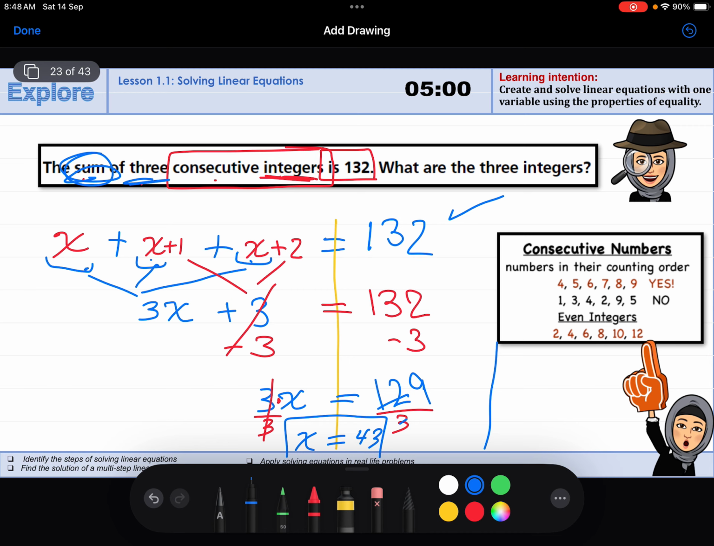We agreed that the terms are what? X. The next one is x plus 1, because it's the same as the first, but add 1. The third one, we said it's x plus 2, because it's x plus 1 plus 2, okay? Since I found the first one as 43, plus 1, 44. 43 plus 2, 45. So these are the 3 consecutive numbers. I found them, alhamdulillah. Do you want to double check if they will add up to 132?